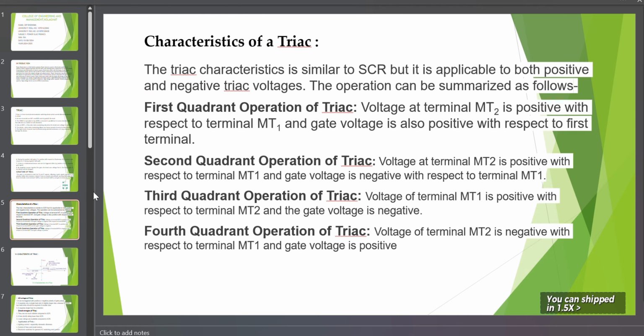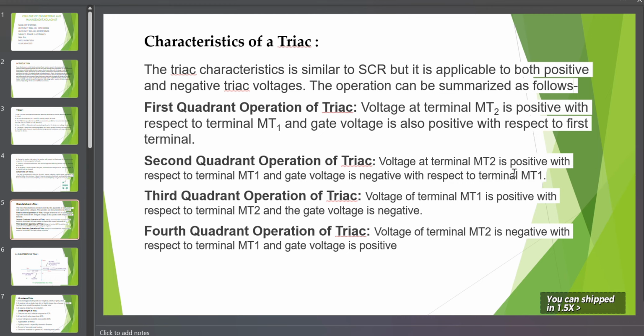Characteristics of triac. What are the characteristics of triac? So the triac characteristics are similar to SCR, মানে কিছুটা SCR এর মতো, but it is applicable for both positive and negative triac voltage. মানে এটাতে পজিটিভ এবং নেগেটিভ দুটোই ভোল্টেজ অ্যাপ্লাই করা যায়। যেমন first quadrant operation of triac: voltage at terminal MT2 is positive with respect to MT1. মানে যখন MT1 এর রেসপেক্টে MT2 পজিটিভ থাকে এবং যখন গেট ভোল্টেজ পজিটিভ থাকে তখন একে বলা হয় first quadrant operation.